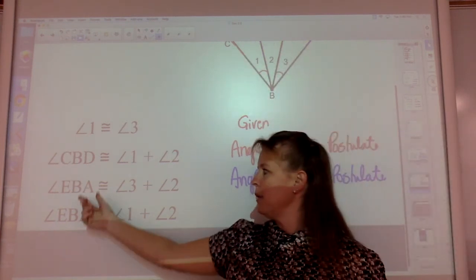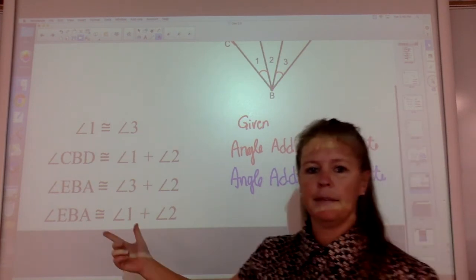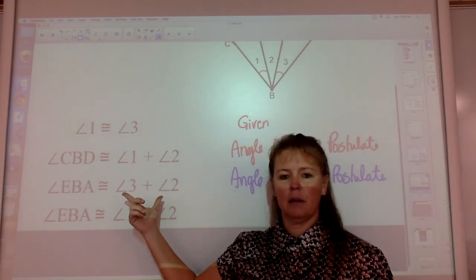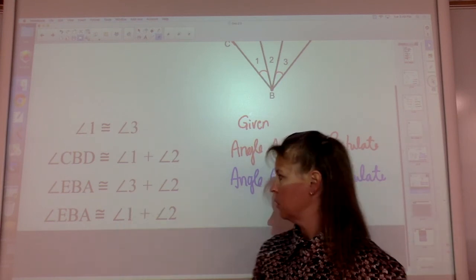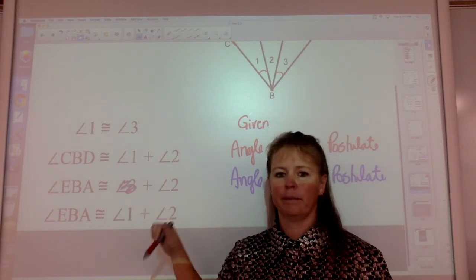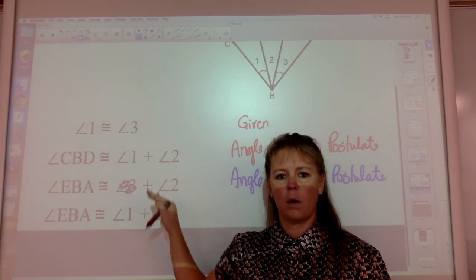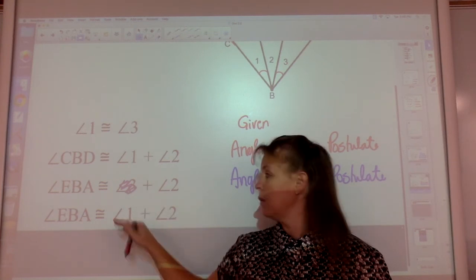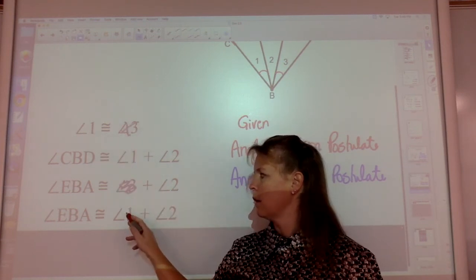I'm going to take EBA, or angle EBA. Look at EBA up here. It says angle 3 and angle 2. Right here it says angle 1 and angle 2. I took angle 3 out of the picture. Gone. They got hurt, they're out of the game. What can you do? You can replace angle 3 with something that's congruent or equal. 3 is out, 1 goes in.